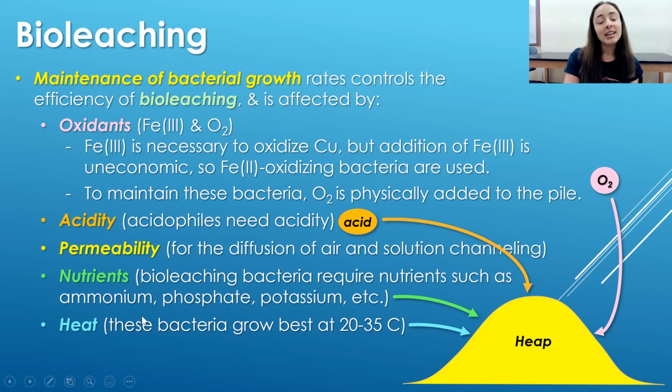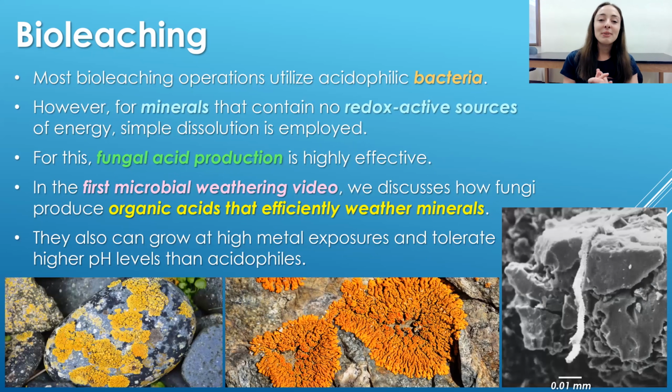And lastly, heat. These bacteria grow best at a certain temperature range, around 20 to 35 degrees Celsius. And because of this, we need to slightly heat up that heap to keep them growing at their best rate, living their best lives. So that is how we use bacteria for bioleaching.